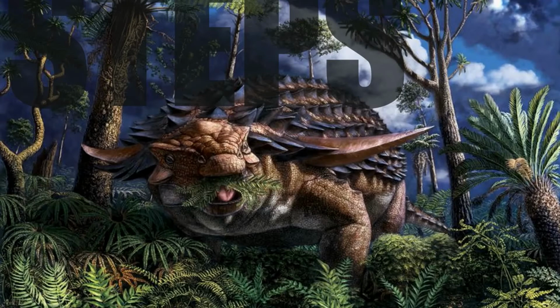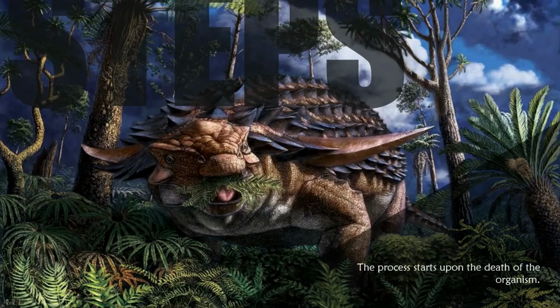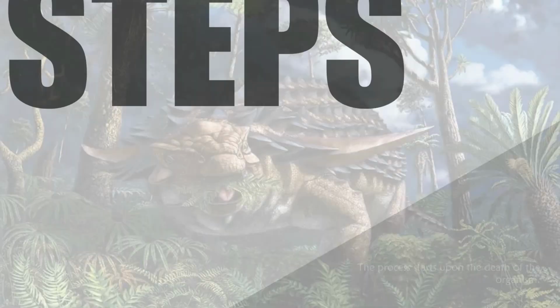Now, we've been talking about fossils. We know what they are. We know what they can tell us about our past. But how were they formed in the first place? Let's talk about their steps. The first step, of course, is quite self-explanatory. For the process of fossilization to occur, the death of the organism must first ensue. It has to happen first. So that's the first step.